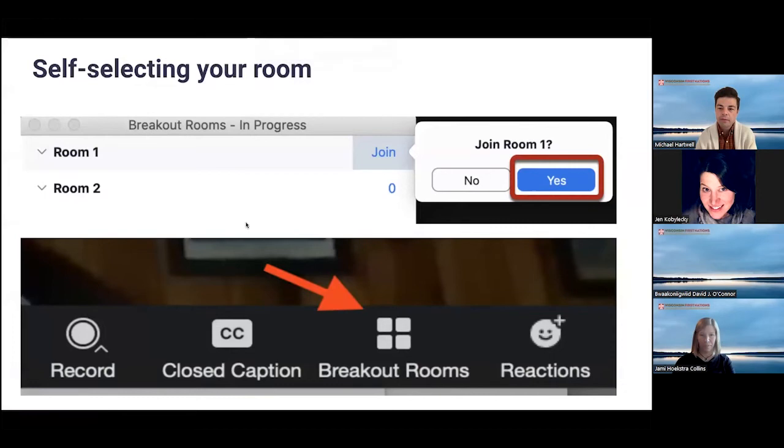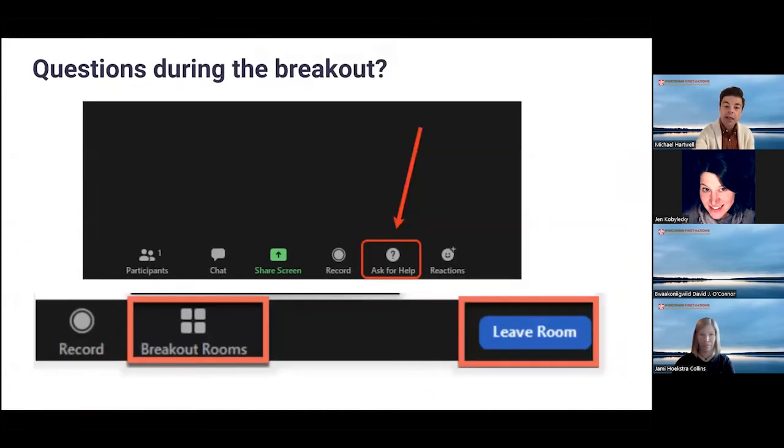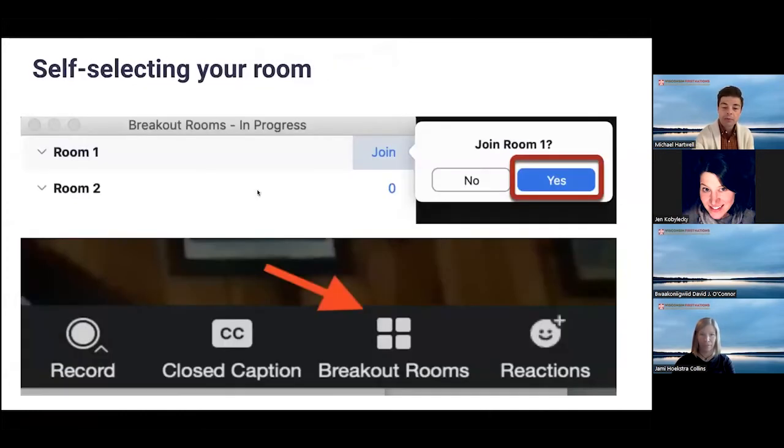So down in the corner of your screen, there's going to be a little four tile square that says breakout rooms. You're going to click there. And then after you click there, let me stay here. You're going to see your options. We're only going to have two rooms.